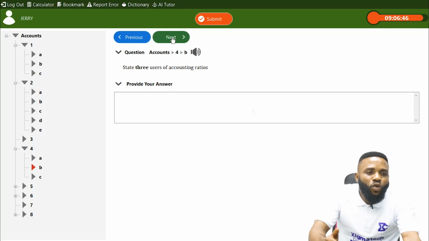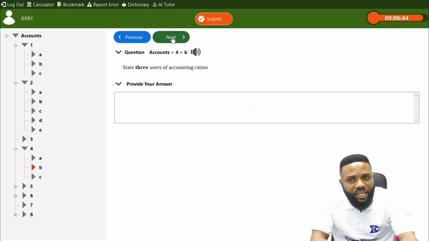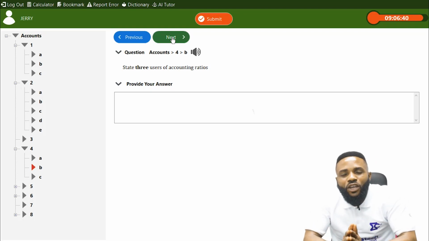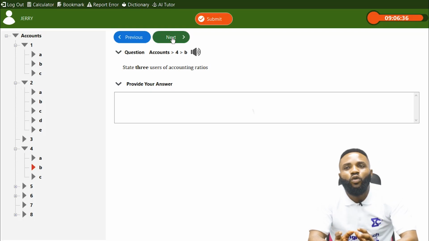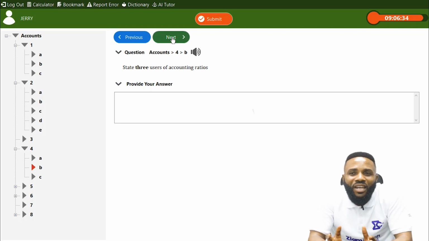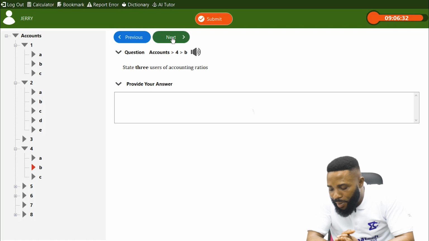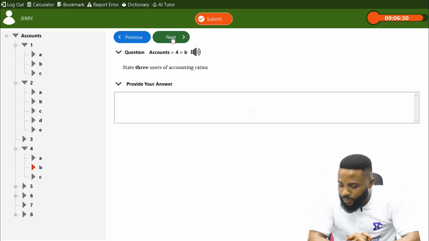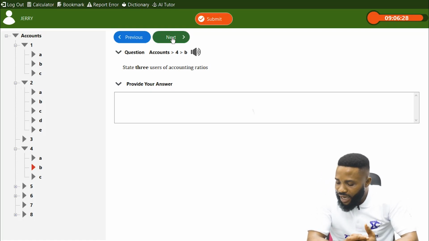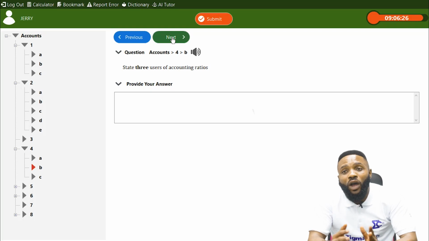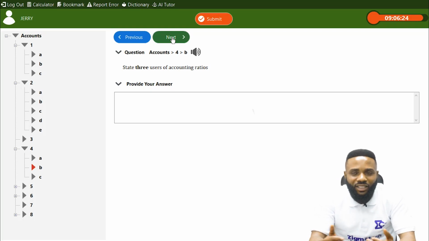When you look at their activities for 3 years, you can compare. So one of the uses of accounting ratio is that it will help us to do what we call intercompany or interfirm comparison. And then the fourth one is for interpreting the financial statement. It also helps us to interpret financial statement.